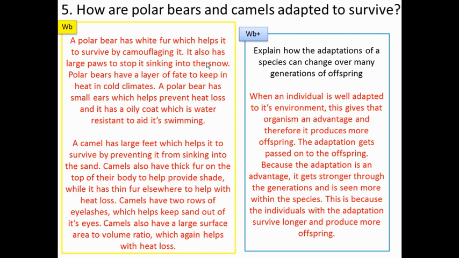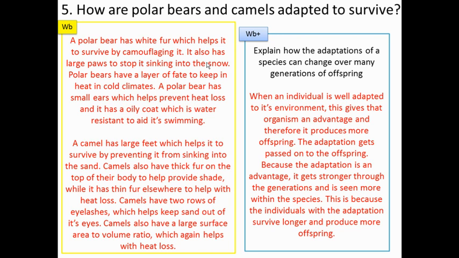Okay. A camel has large feet, which help it to survive by preventing it from sinking into the sand. Camels also have thick fur on the top of their body to provide shade, while they have thin fur elsewhere to help with heat loss. Camels have two rows of eyelashes, which help keep sand out of their eyes. Camels have a large surface area to volume ratio, which again helps with heat loss. So if you put the reasons why, you're on the Working Beyond.